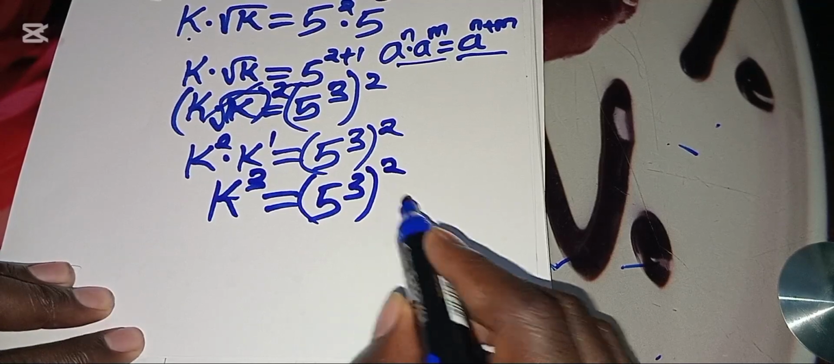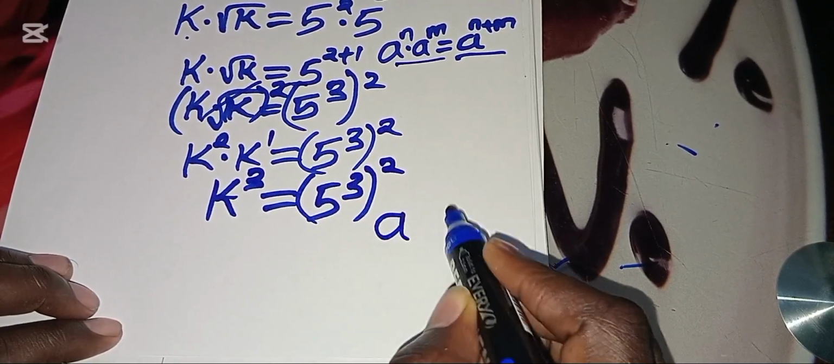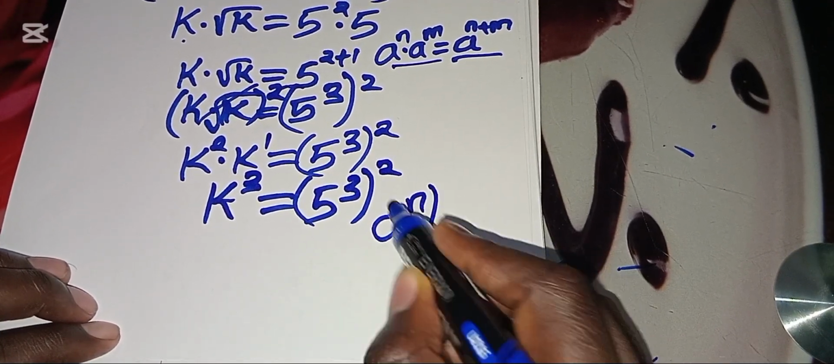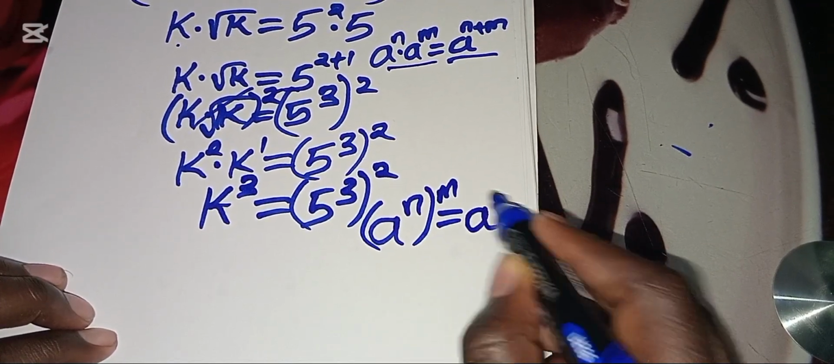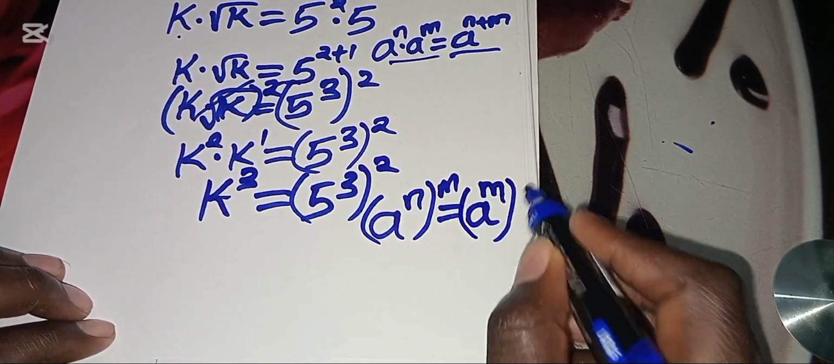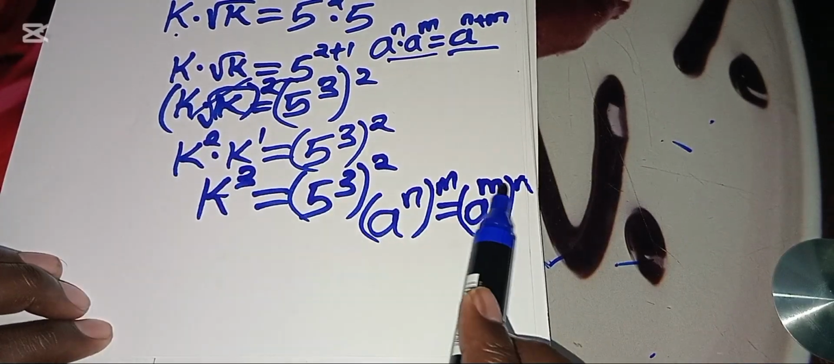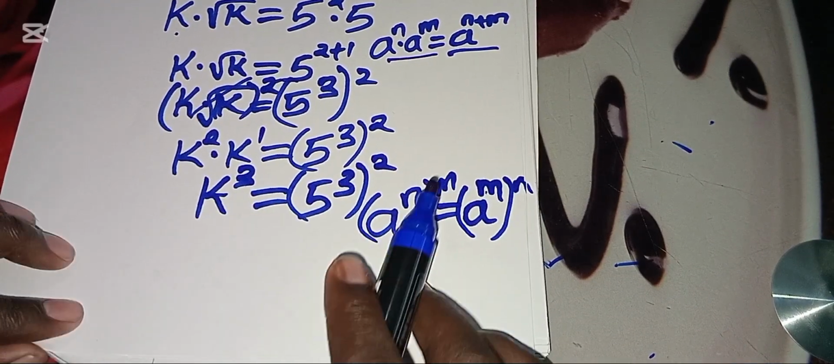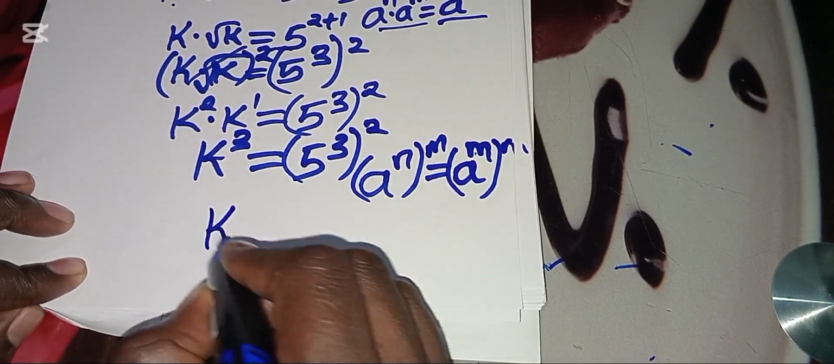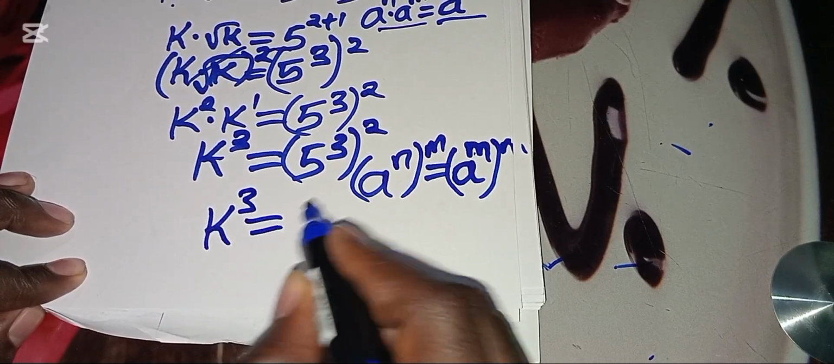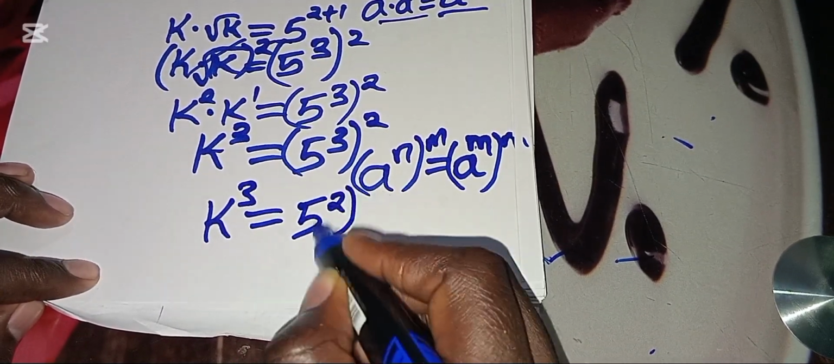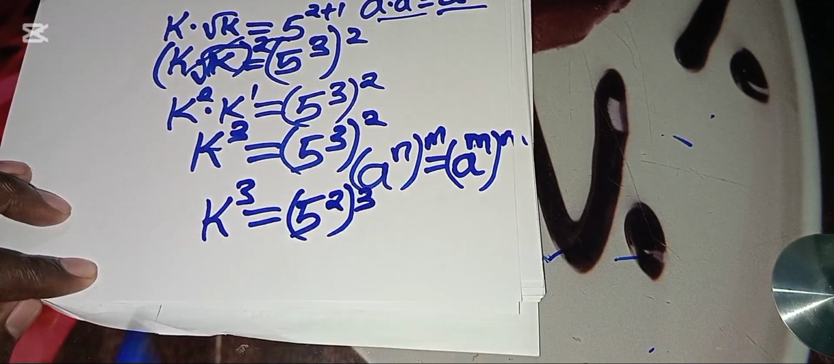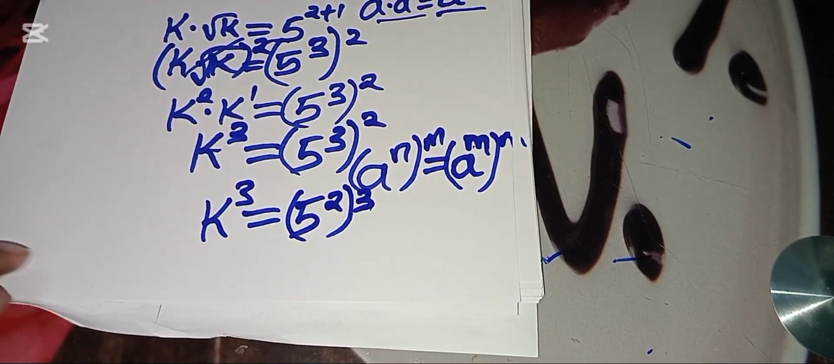Applying this indices property, if you have a raised to power n raised to power m, this can be expressed as a raised to power m raised to power n. In other words, we can interchange the powers. So we're going to have k raised to power 3. This is equal to 5 raised to power 2 raised to power 3, so 5 squared raised to power 3.